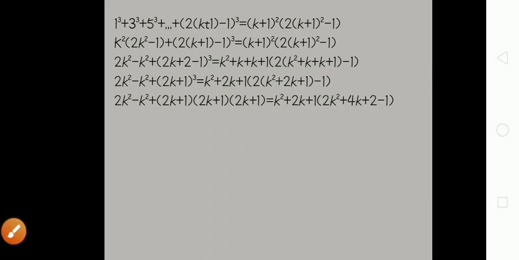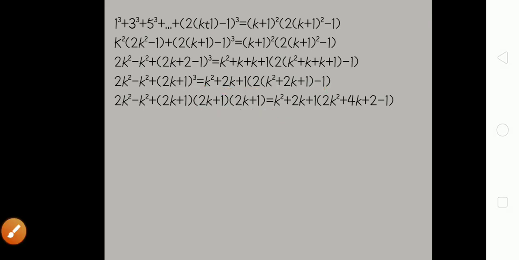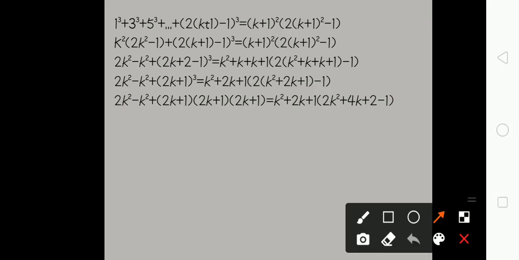Okay. Next, k squared minus k squared plus 2k plus 1, because it is raised to 3, so it would be 3. You just multiply that 1, and then just bring down this 1 and multiply the 2 and k squared plus 2k plus 1, then minus 1. So it would be 2k squared. 2 times k squared is 2k squared plus 2k minus 2. 2k times 2 is 4k, and 1 times 2 is 2, then minus 1.